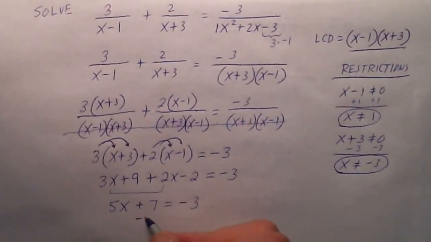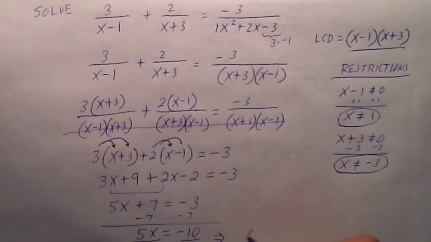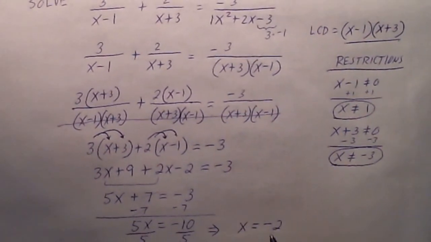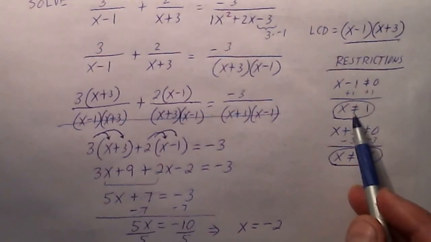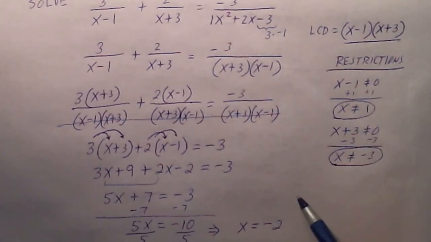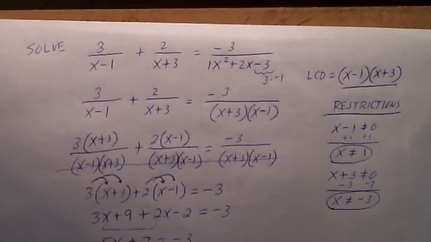To solve for x, we subtract 7 from both sides. Divide both sides by 5. Hence, this implies that x is equal to negative 2. Notice, negative 2, our solution to this rational equation, does not violate any of the restrictions placed on the equation. And because of that, we keep negative 2 as our solution, and we call it quits. So this is your only solution, ladies and gentlemen, to this rational equation that we started with up here.